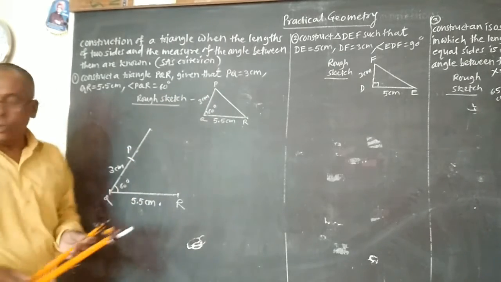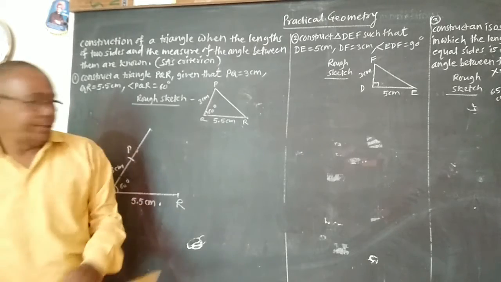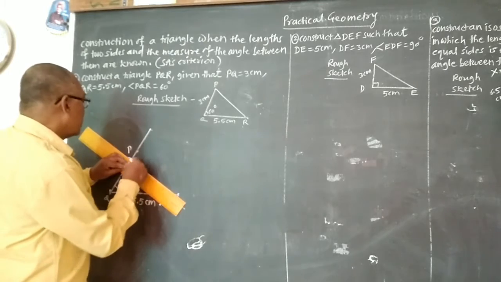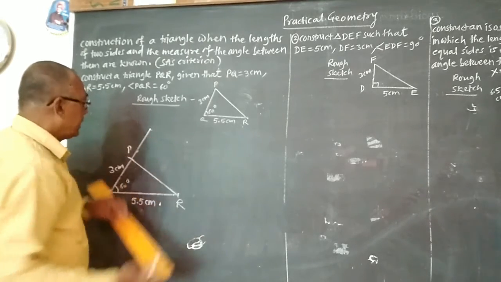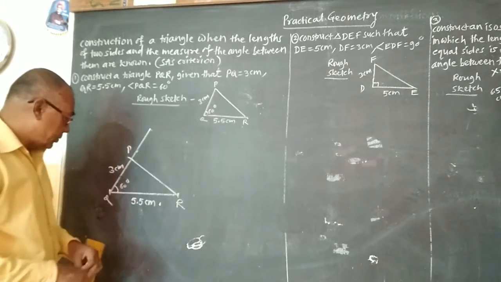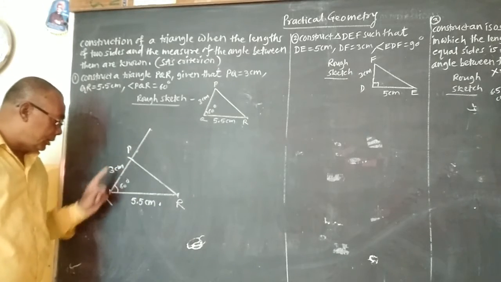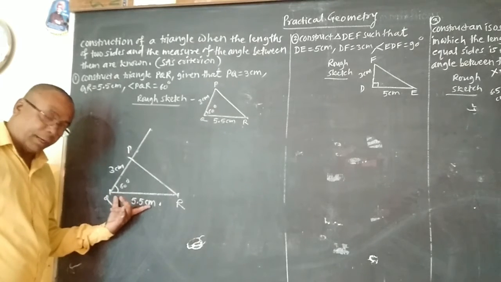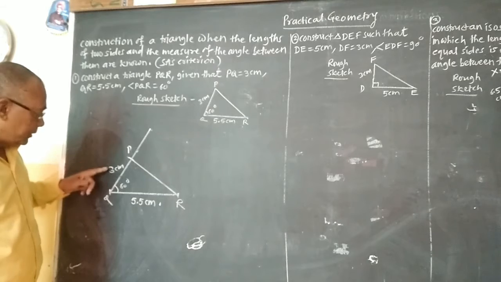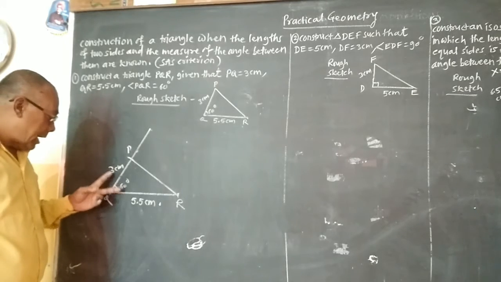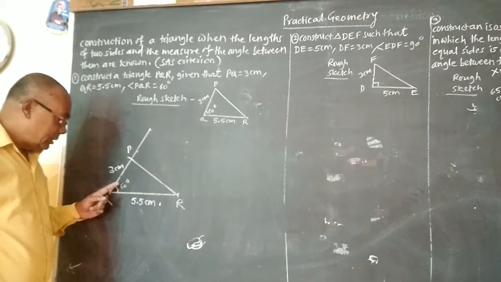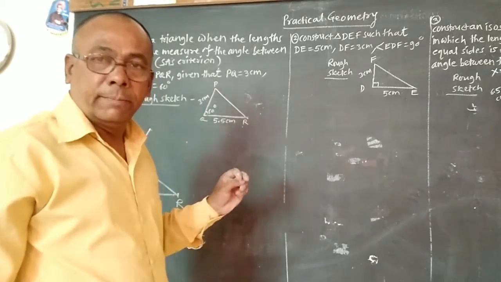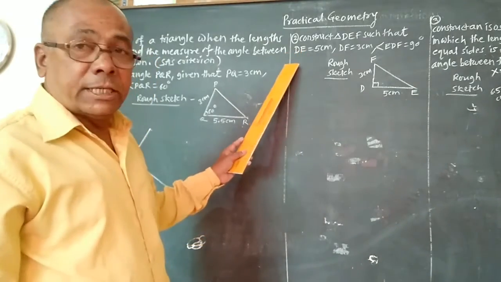So here, and now joining these 2 points, that is P and R, we will get the triangle PQR. In this way, we have constructed the triangle PQR of one side 5.5 cm, which is QR. The another side is PQ, which is 3 cm, and the angle included by these two sides is 60 degree. So that is our first construction of the triangle. And now we will see the second question.